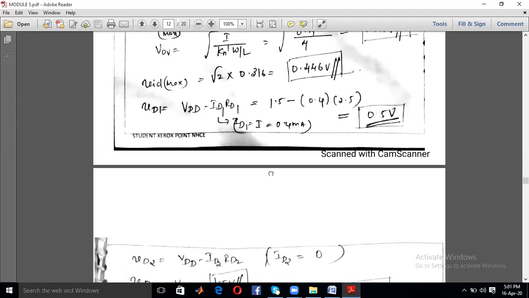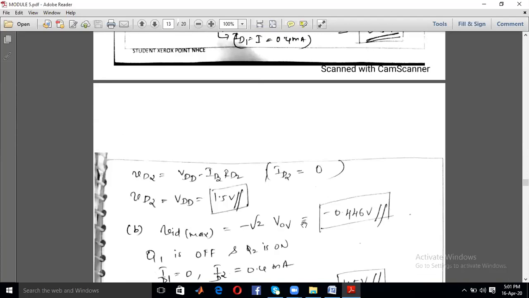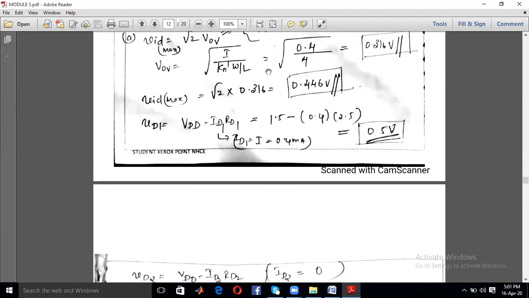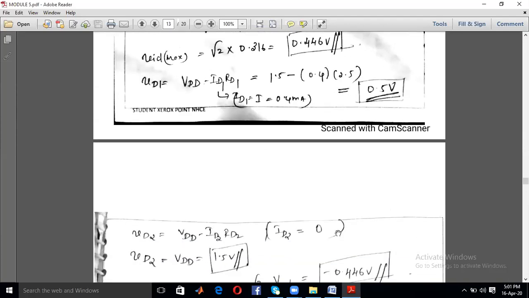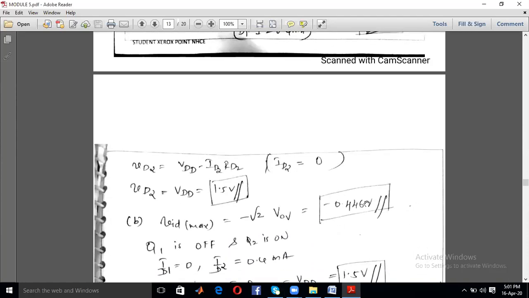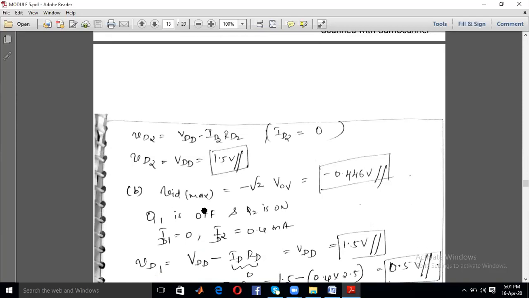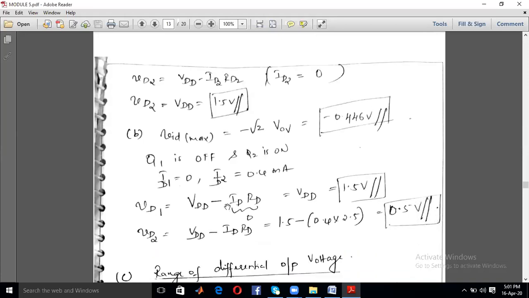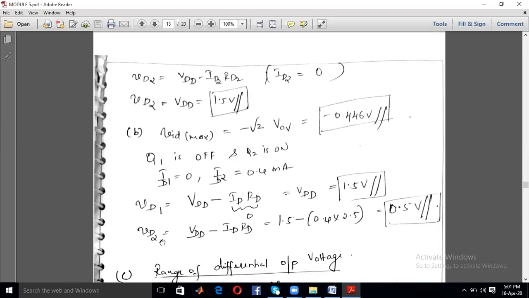So the extreme value is given by minus root 2 VOV. We already found the value of VOV, 0.316. So multiplying by minus root 2, the answer is minus 0.446 volt. So in this particular case, Q1 is off and Q2 is on. Q1 off means the drain current ID1 is 0 and the drain current ID2 is your maximum current, the entire current 0.4.